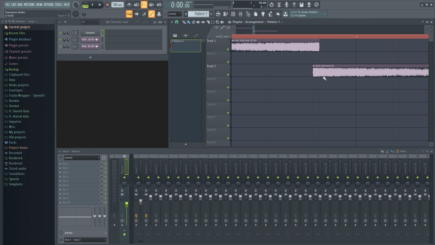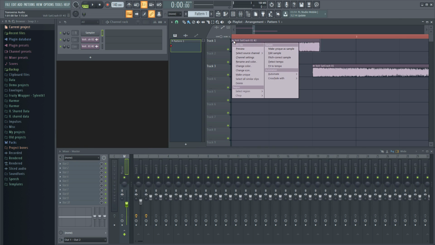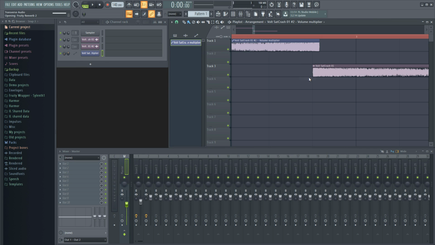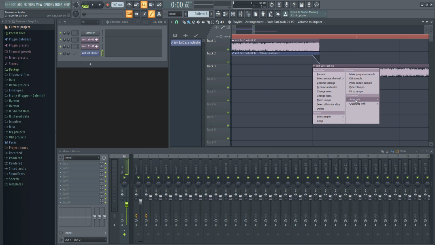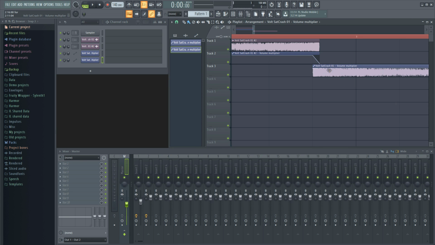Depending on the samples you use, the initial snap or transient may interfere with the sweep where the two samples connect. I've got kind of three ways you can deal with this. You can automate the volume on both samples where the initial hit of the cymbal is heard. When the two samples overlap, this is known as crossfading. Basically, you decrease the volume of one sample and increase the other, usually at the same time.